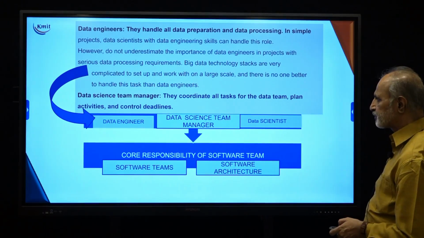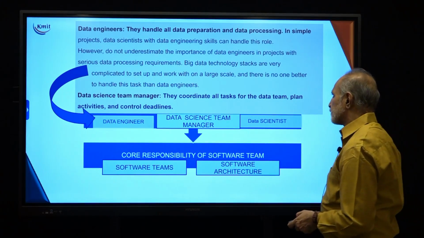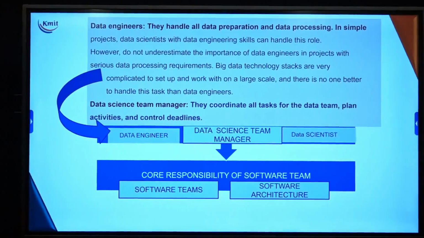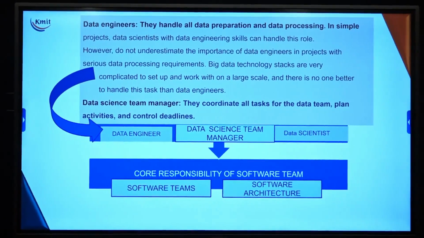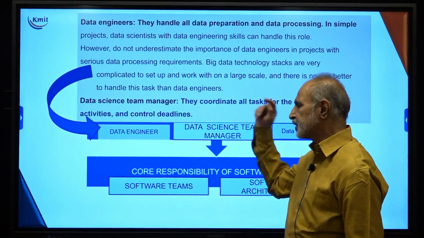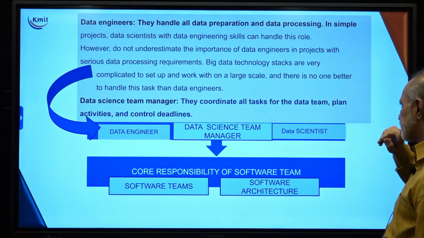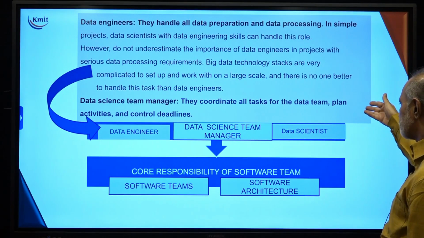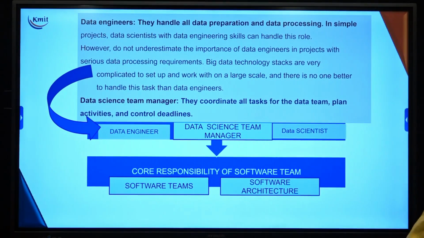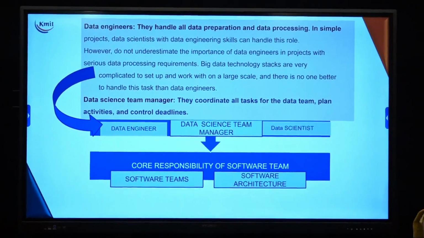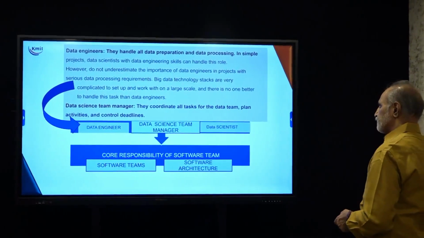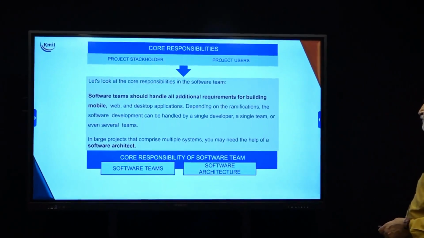However, do not underestimate the importance of data engineering for projects with serious data processing requirements. We always require a data processing engineer. Big data technology stacks are very complicated to set up, and we have Hadoop and other big data analysis tools. Big data analysis has become a very independent course in itself, and there is no better solution than the data engineer. Data science team managers coordinate all the tasks in the team, as I showed in a previous diagram: plan activities and control the deadline. So a manager is more of a controlling power for activities and deadline achievement.